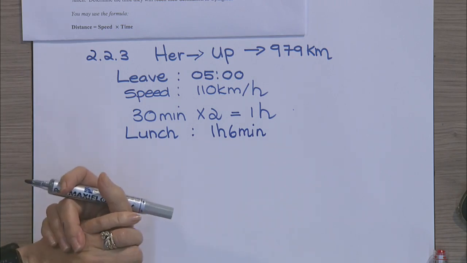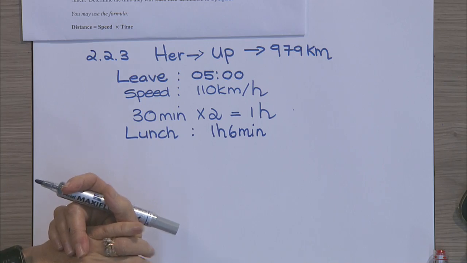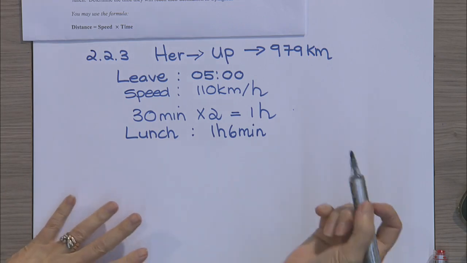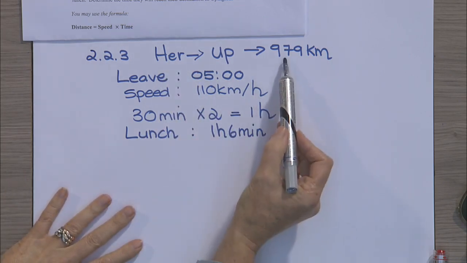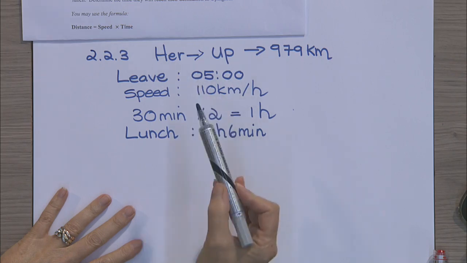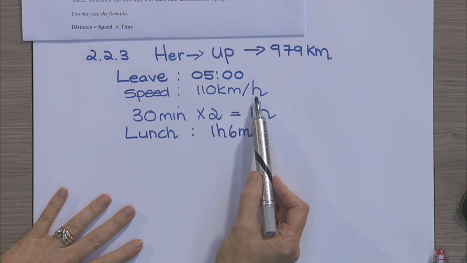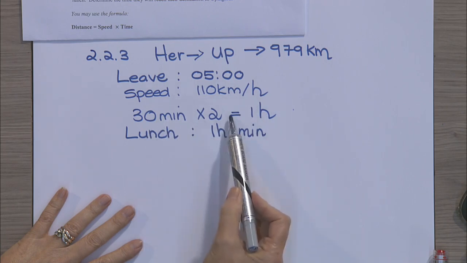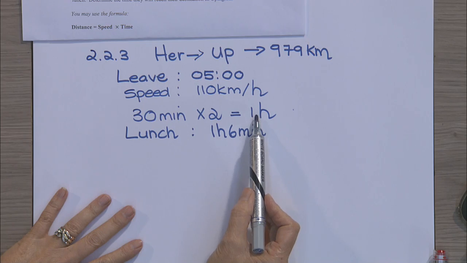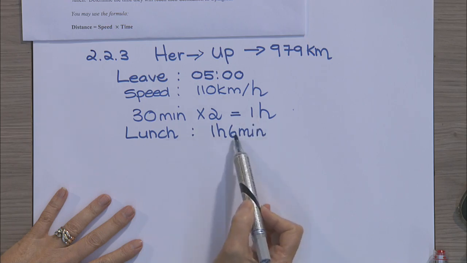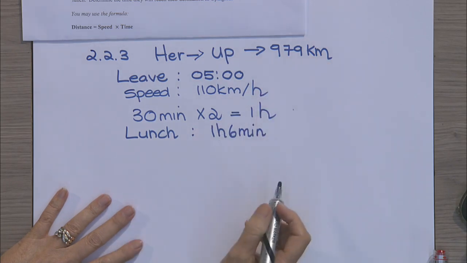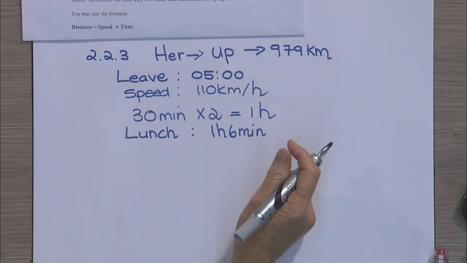And then they say, determine the time that they will reach the destination. So we are leaving Hermanus. We have this amount of kilometers to travel. We start our journey at 5 o'clock. We travel at 110 kilometers an hour. We fill the petrol tank twice on our journey. It takes us an hour, and we stop for lunch for an hour and 6 minutes. When are we going to arrive in Upington? If we take all of this into consideration.